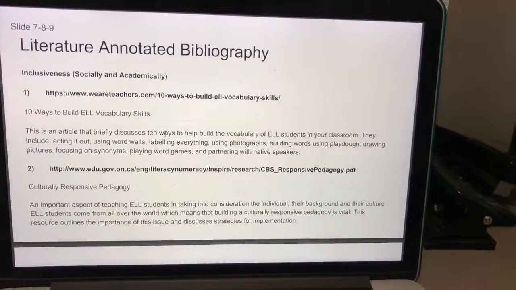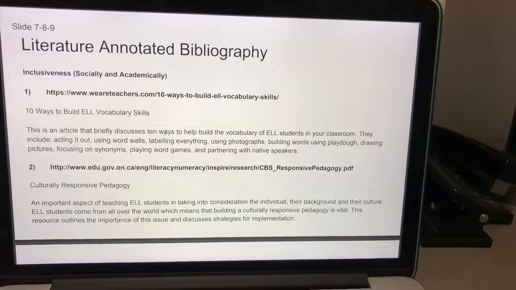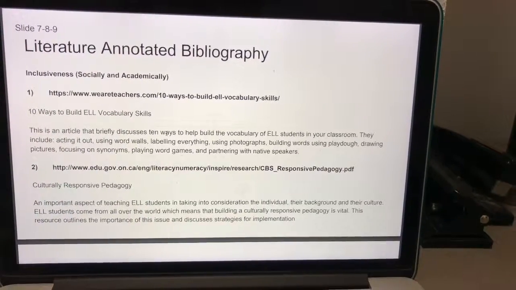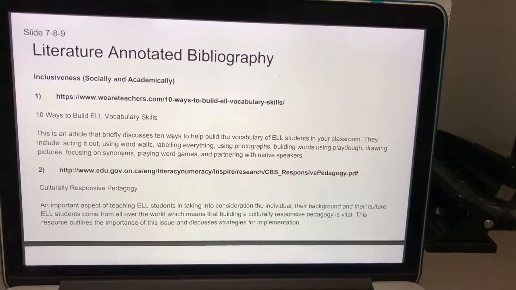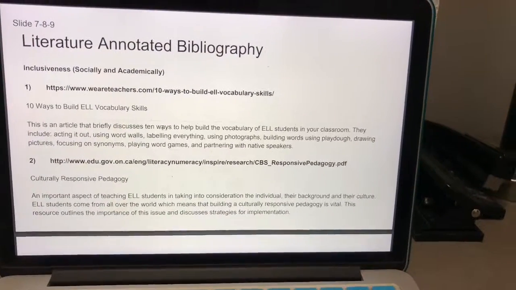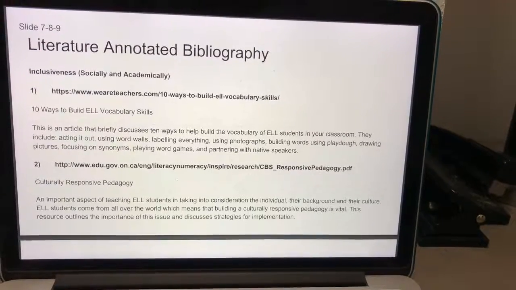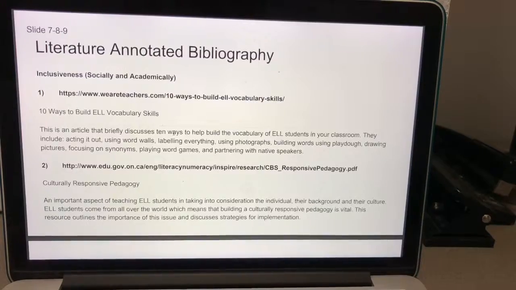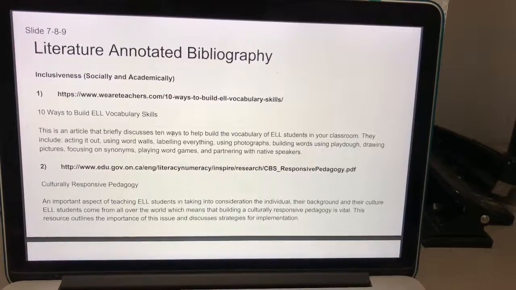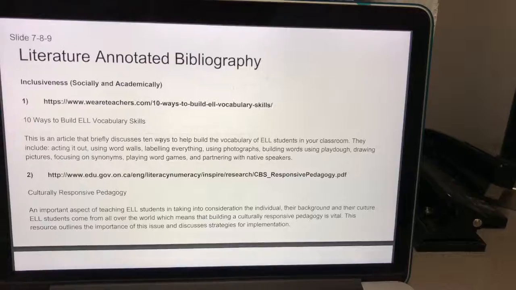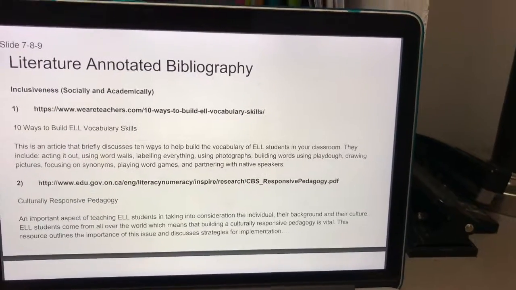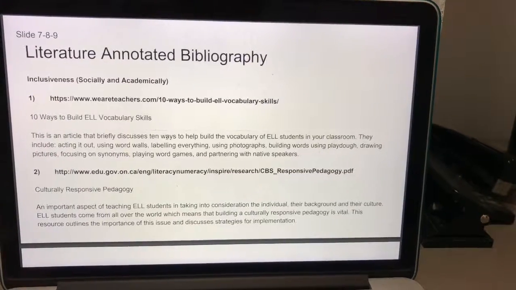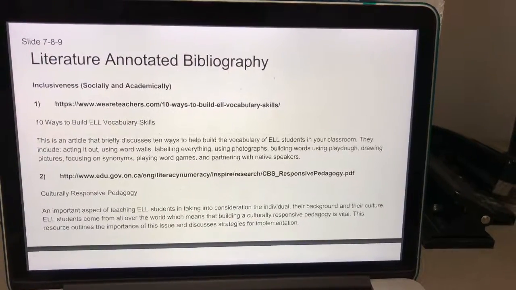And also, these are the literature annotated bibliography that I've taken. For example, inclusiveness, socially and academically. The first one was 10 Ways to Build EL Vocabulary Skills. Basically, this is an article that briefly discusses 10 ways to help build the vocabulary of EL students in the classroom. So some of the things that they use would be acting it out, using word walls, photographs. So basically anything that connects with differentiated learning, and also connecting different curriculums, such as, for example, drama or dance.